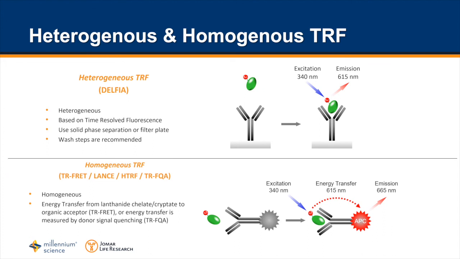Heterogeneous TRF assays are similar to ELISAs. It involves adding components and wash steps, and it may also have a separation and filtration step. Homogeneous, on the other hand, as the name suggests, is a mix and measure assay. No washing steps are required.